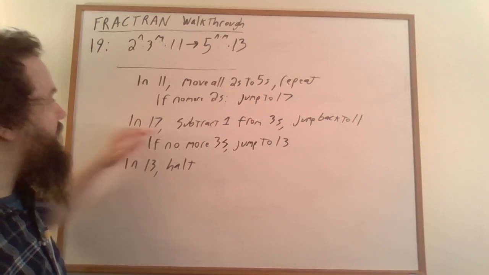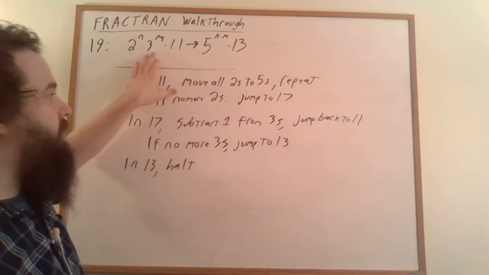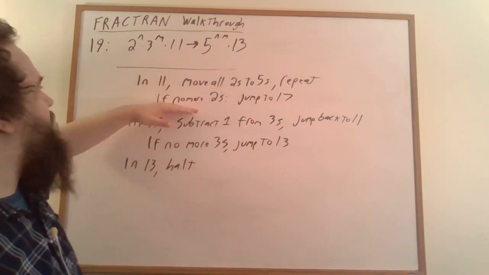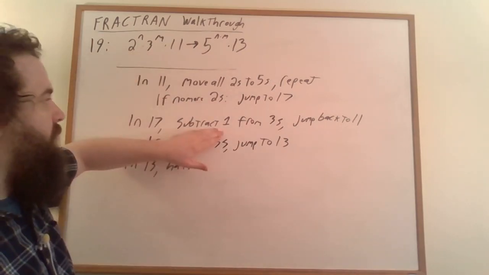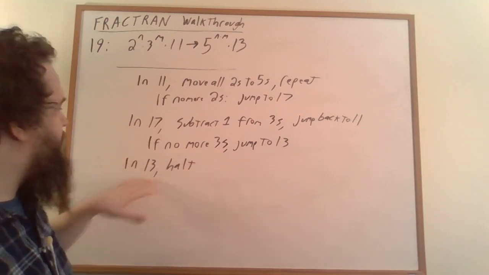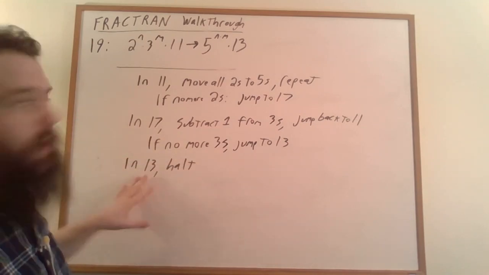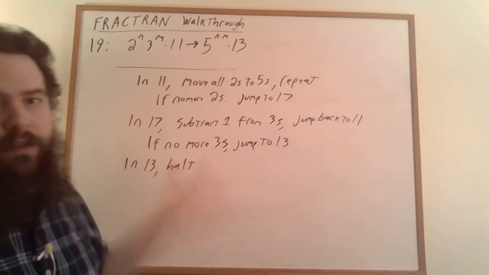In state 17, we want to subtract 1 from the 3's place, and then jump back to state 11. And if we're completely out of 3's, if we can't subtract 1 from the 3's place, then we want to jump to state 13, and in state 13 there's no instructions, so we halt.